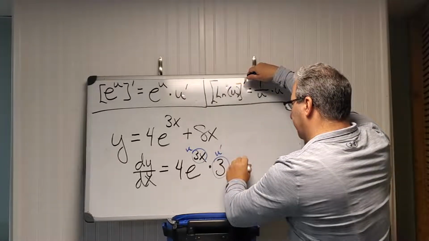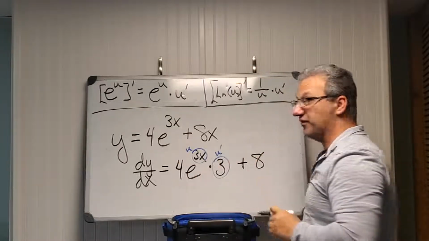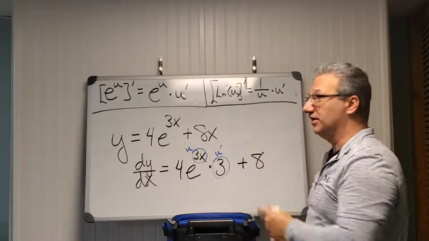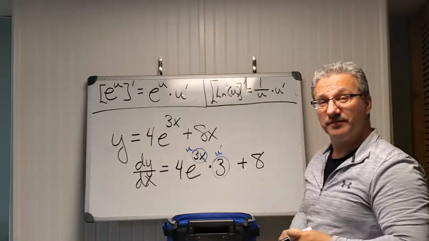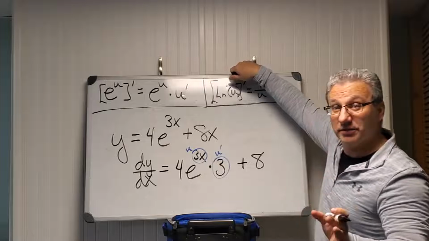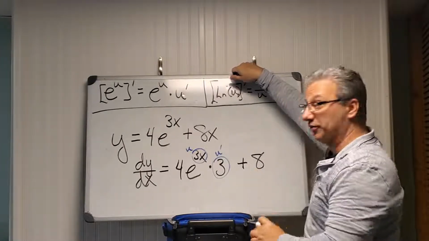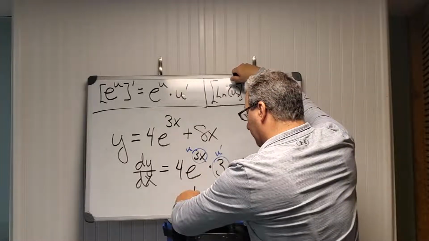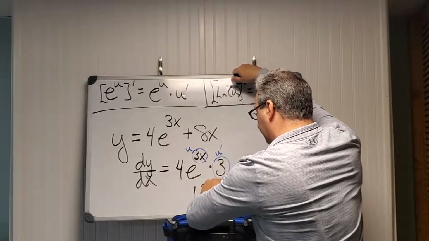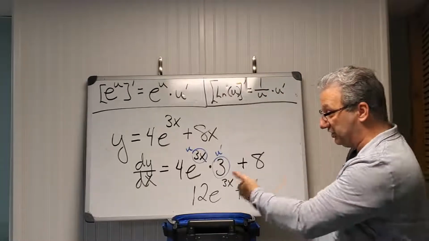Of course, don't forget your 8. One of the most common mistakes is to get the hard derivative right, but forget the easy derivative: the derivative of 8x is 8. Now, can I clean this up a little bit? I want to make sure we do it right. I know there's some temptation to do some wrong algebra here. The correct algebra would be just to multiply the 3 and 4 to make 12e to the 3x plus 8. And there is my derivative.